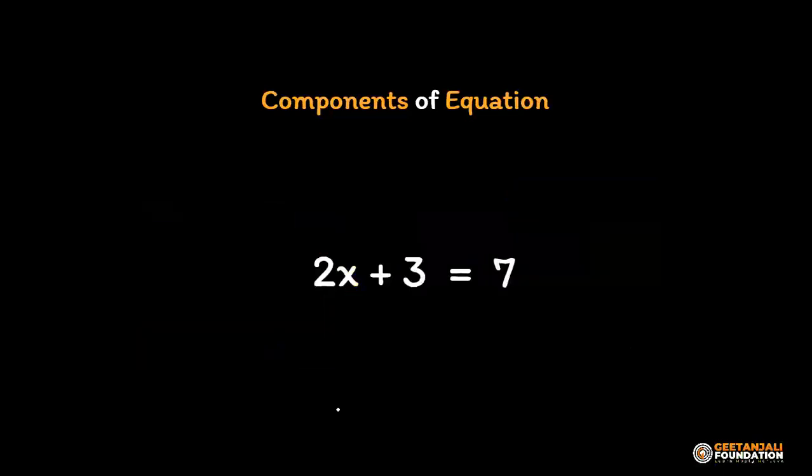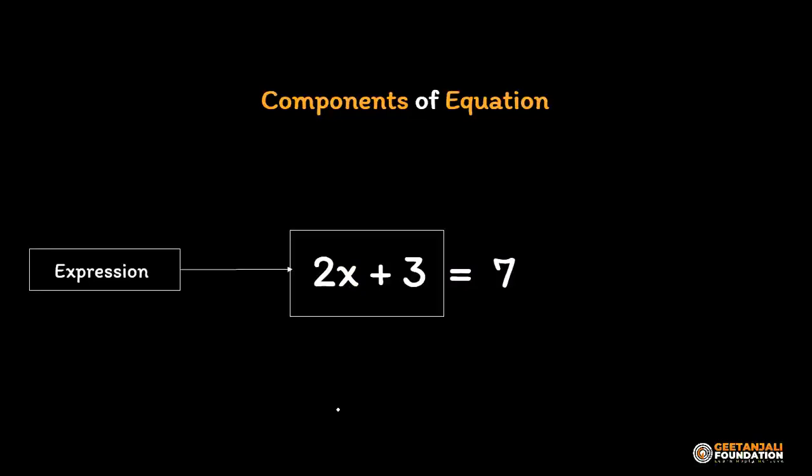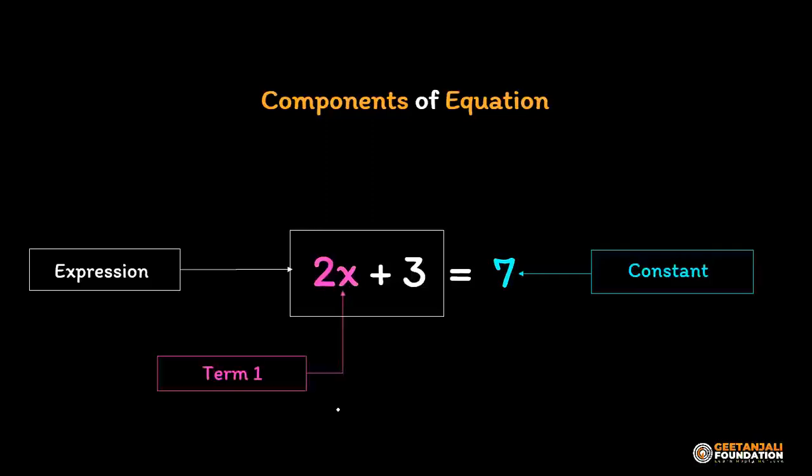Now let's see once again. With the equals to sign, there's something on the left side of the equals to sign and something on the right side of the equals to sign. On the left side of the equals to sign is an expression, whereas on the right side of the equals to sign is a constant. This expression consists of two terms, term 1 and term 2. Term 1 is 2x and term 2 is 3. In an expression, there can be more than two terms. All the terms are separated by the operators plus or minus.